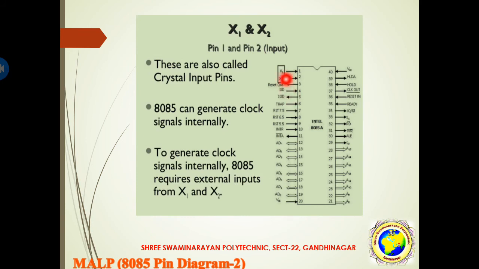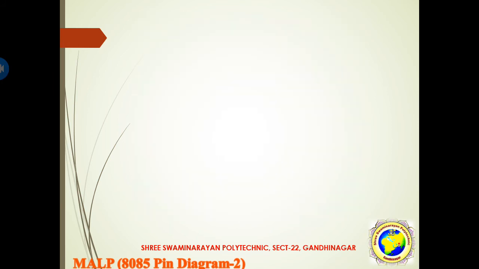Okay. So here is the pin diagram, and in the next slide I show that there are 2 pins available, pin 1 and pin 2. They are called X1 and X2. These are also called the crystal input pins. So 8085 can generate a clock signal internally. This clock signal is generated by using these crystal input pins. To generate the clock signal internally, 8085 requires external input from X1 and X2. This crystal has a property to produce electrical power to be used internally.